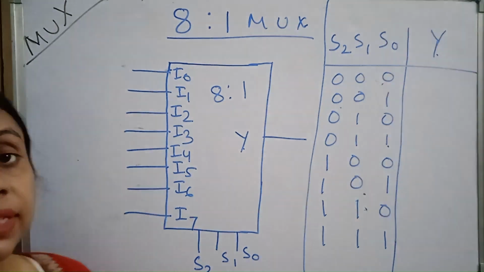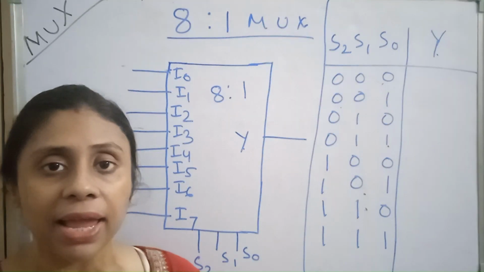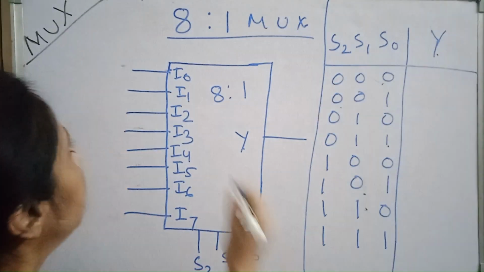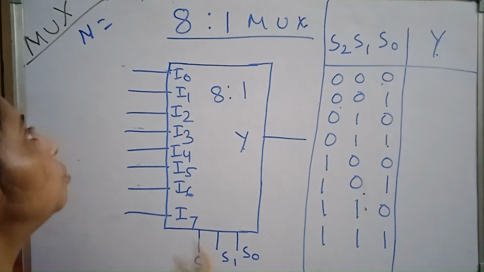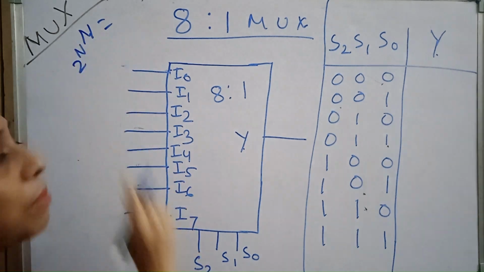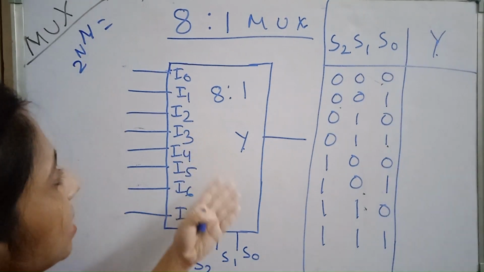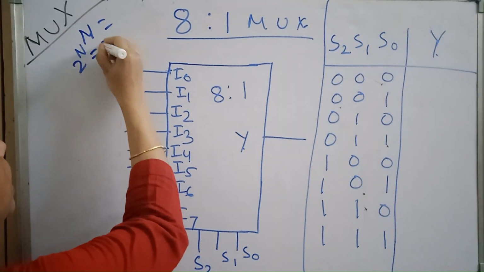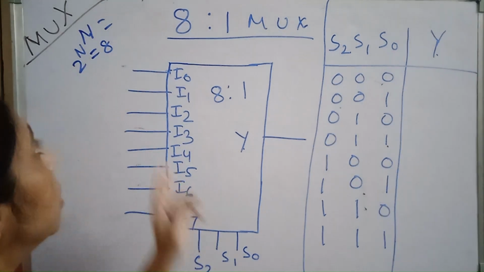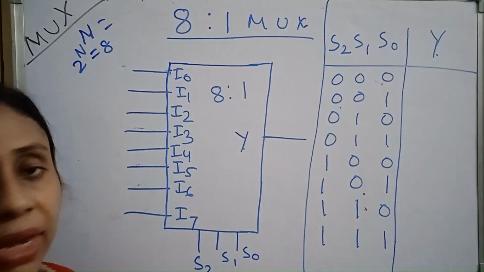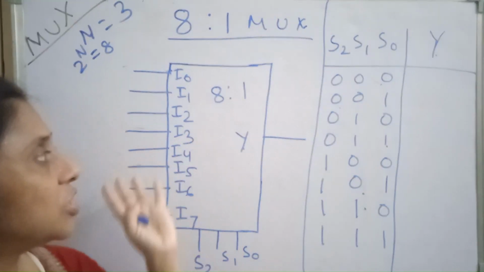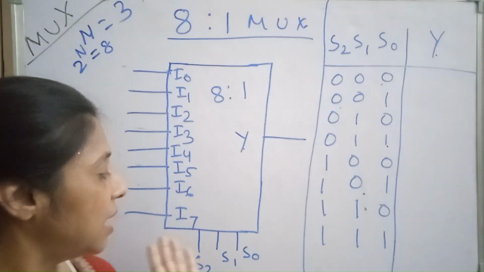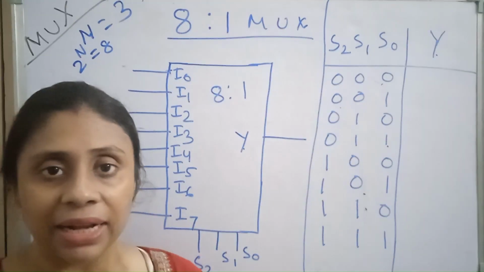So in this case, what should be the number of select lines? We know that if capital N is equal to the number of select lines, then 2 to the power of capital N is the number of input lines. So in this case, 2 to the power of capital N is equal to 8. So capital N equals 3. In the case of an 8:1 multiplexer, there should be 3 select lines.